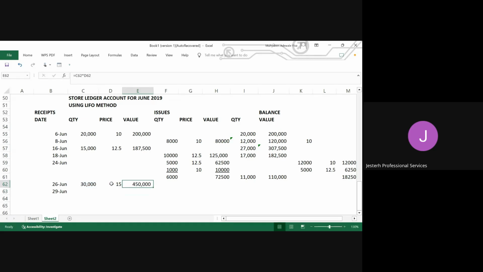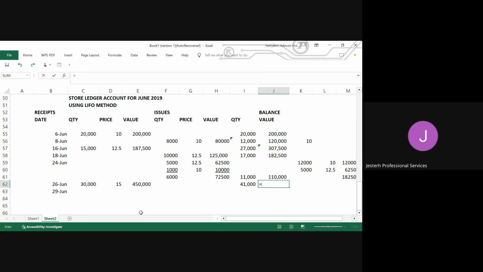It means what they purchased on the 26th, the total value now is 450,000. But what is our total quantity? Old stock, we still have 11,000 plus what we just bought on the 26th, which is 30,000. Now it means in our store now, we have 41,000 units of products presently.